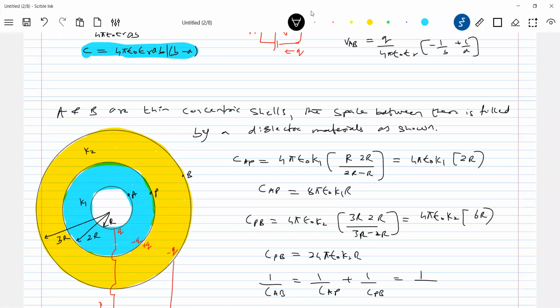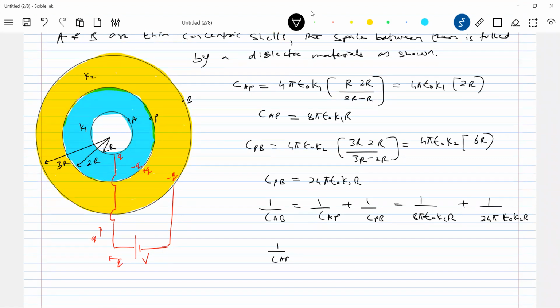Substituting this, the same method we did for parallel plate. 1 by CAB equals 1 by 8 pi epsilon naught R times (1 by K1 plus 1 by 3K2). So CAB will be equal to 24 pi epsilon naught R K1 K2 by 3K2 plus K1.